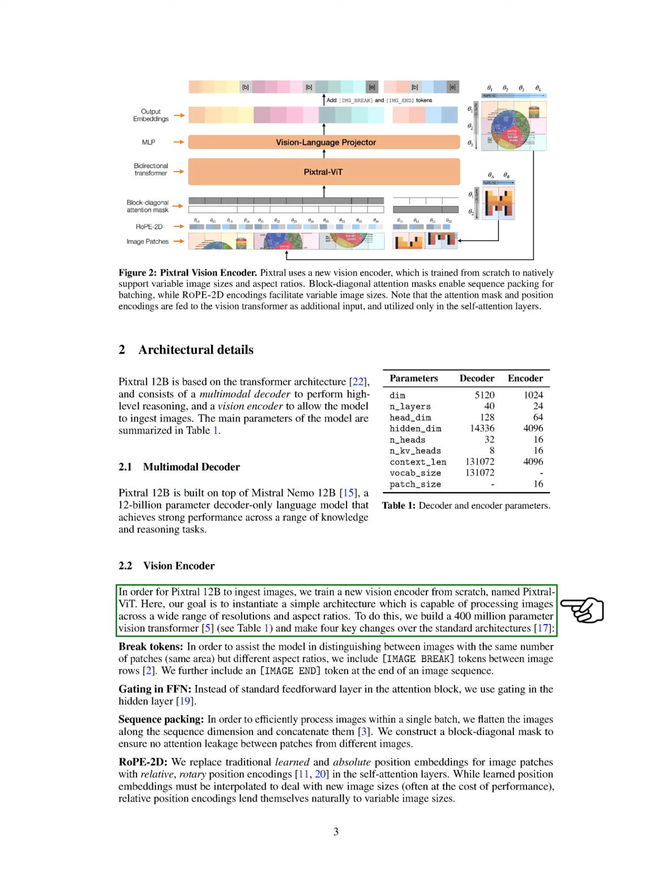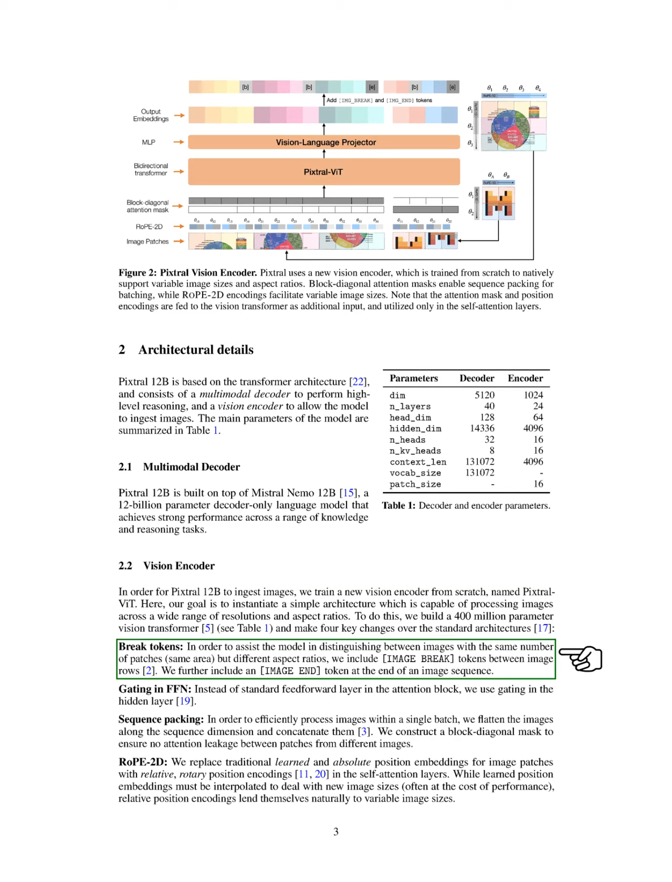To enable image processing, we developed a new vision encoder from scratch, called Pixtral-ViT. Our aim was to create a straightforward architecture that can handle images of different resolutions and aspect ratios. We designed a vision transformer with 400 million parameters and made 4 significant modifications to standard architectures. 1. Break tokens. We added special tokens between image rows to help the model differentiate images with the same area but different aspect ratios, along with an end token at the end of an image sequence.